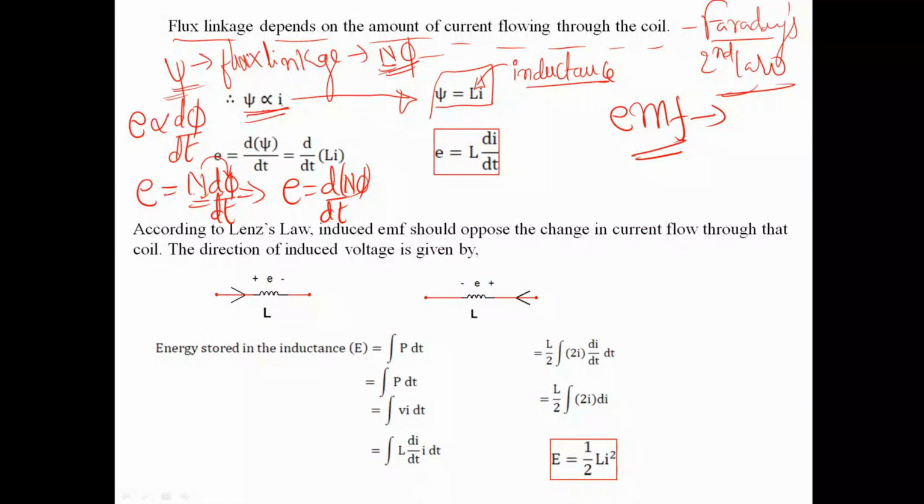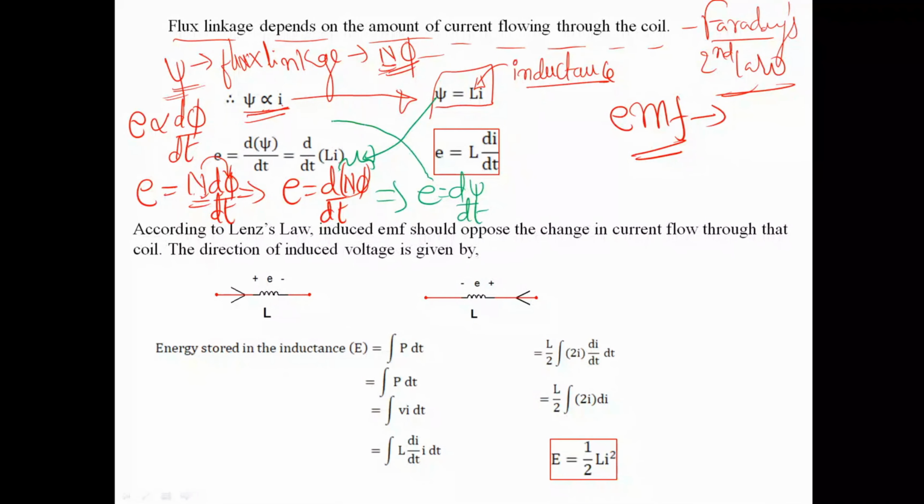Then what is N into phi? N into phi is psi, the flux linkages, right? Therefore, we can write this as E is equal to d psi by dt.